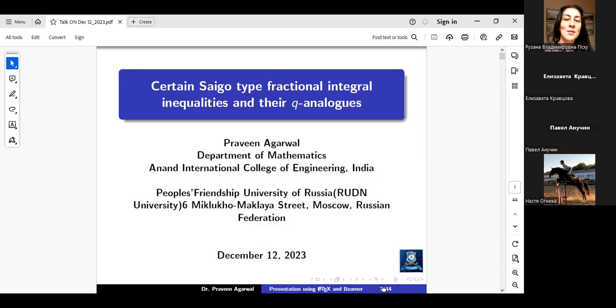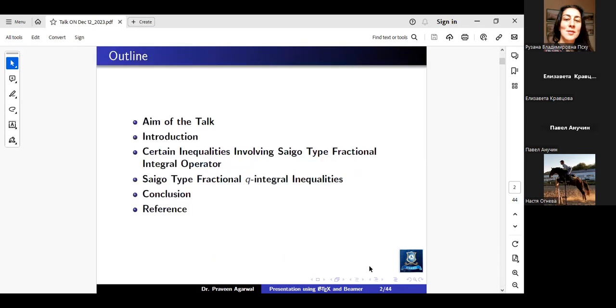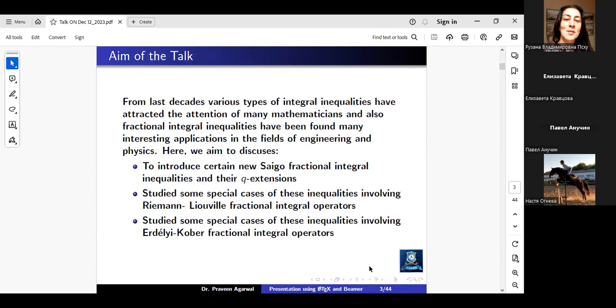The outline of the talk: introduction, certain inequalities involving the Saigo type fractional integral operator, Saigo type fractional q-integral inequalities, conclusion, and references. The aim of the talk: over the last decades, various types of integral inequalities have attracted the attention of many mathematicians, and fractional integral inequalities have found many interesting applications in engineering and physics.